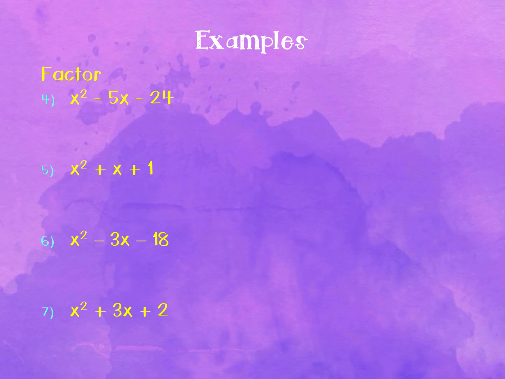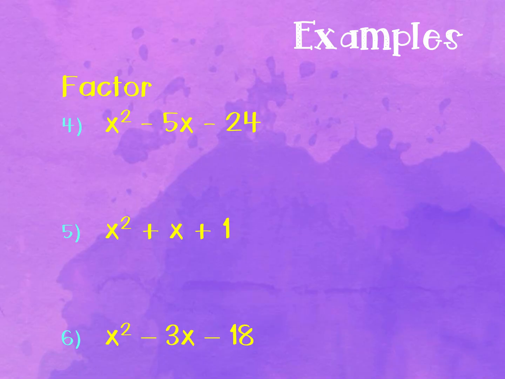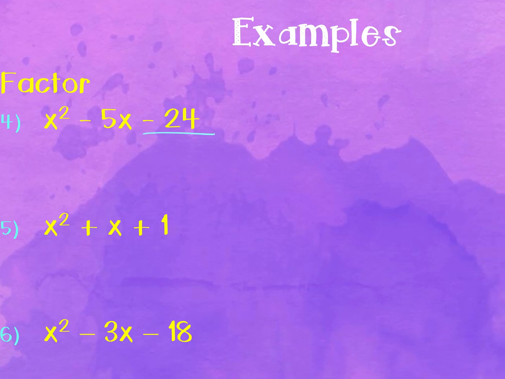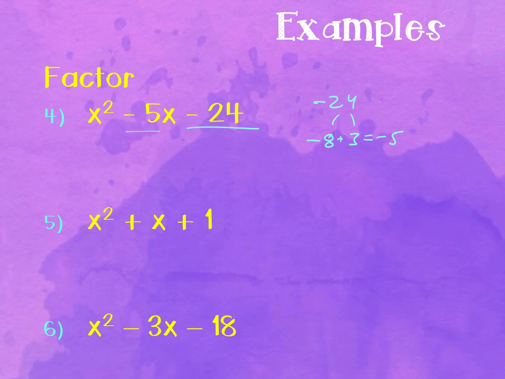So, more examples. Something like this. I'm looking for numbers that multiply to negative 24 and add to negative 5. I think this one's going to be negative 8 and a positive 3. When I add these together, I get a negative 5. So it's going to be x minus 8 and x plus 3. That's all we've got to do.